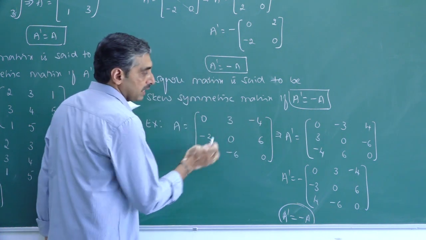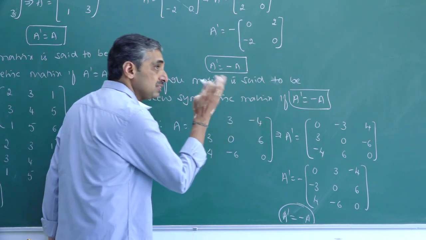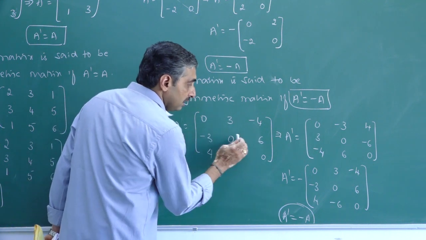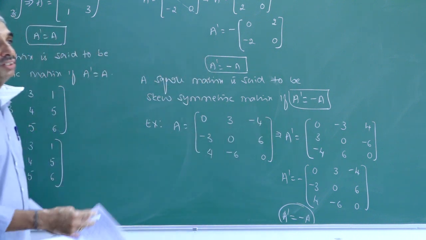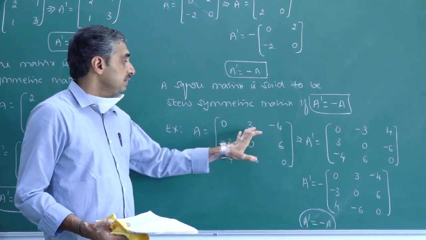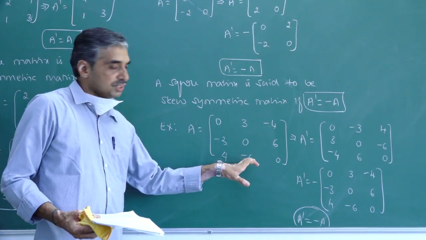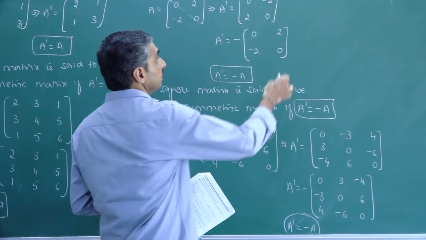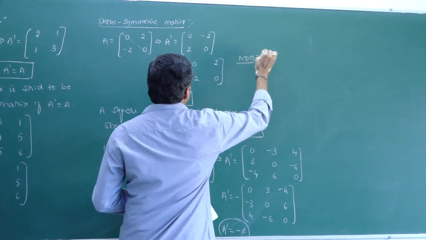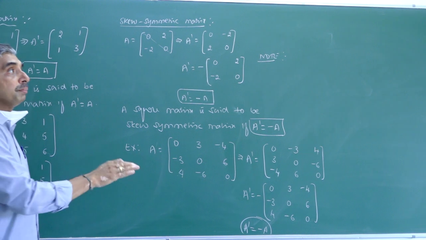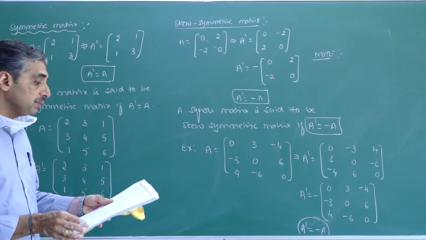The elements above the principal diagonal, just to see how to write this skew symmetric matrix. This is an important concept. 3, minus 4, 6, minus 3, 4, minus 6. Elements above the principal diagonal are the reflection of the elements below the principal diagonal with opposite sign. Plus 3, minus 3, minus 4, plus 4, plus 6, minus 6. This is how we can write the symmetric and skew symmetric matrices. The point to be noted: in a skew symmetric matrix, principal diagonal elements are always equal to 0.